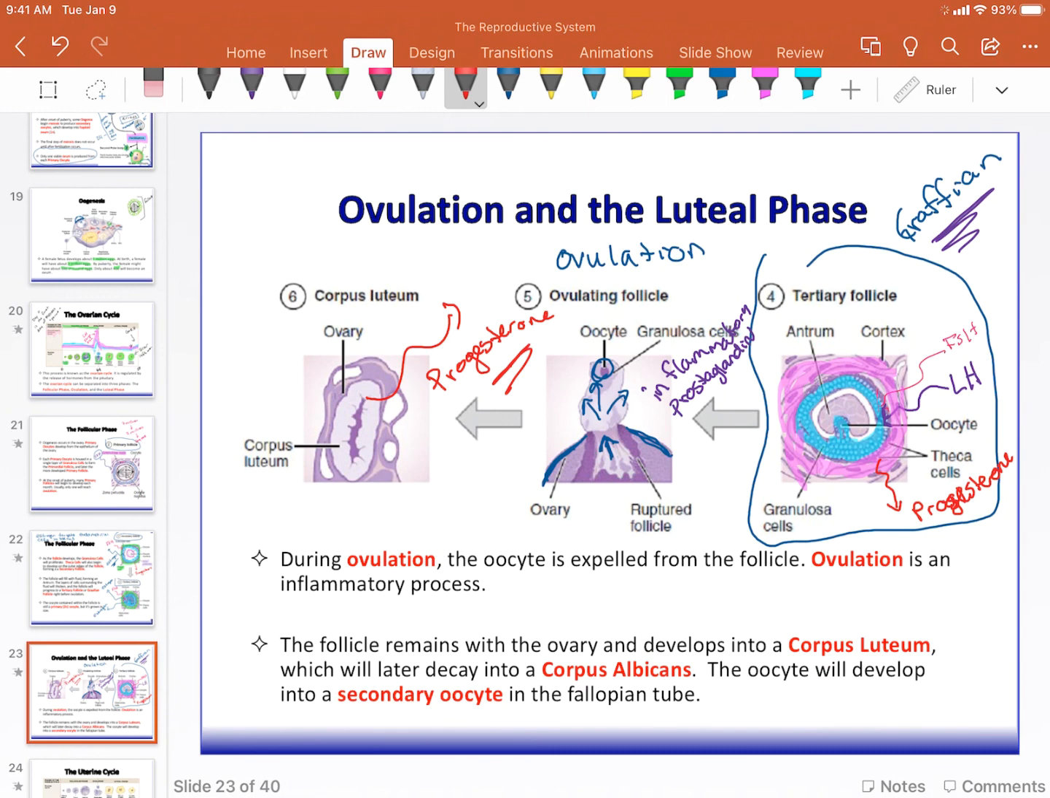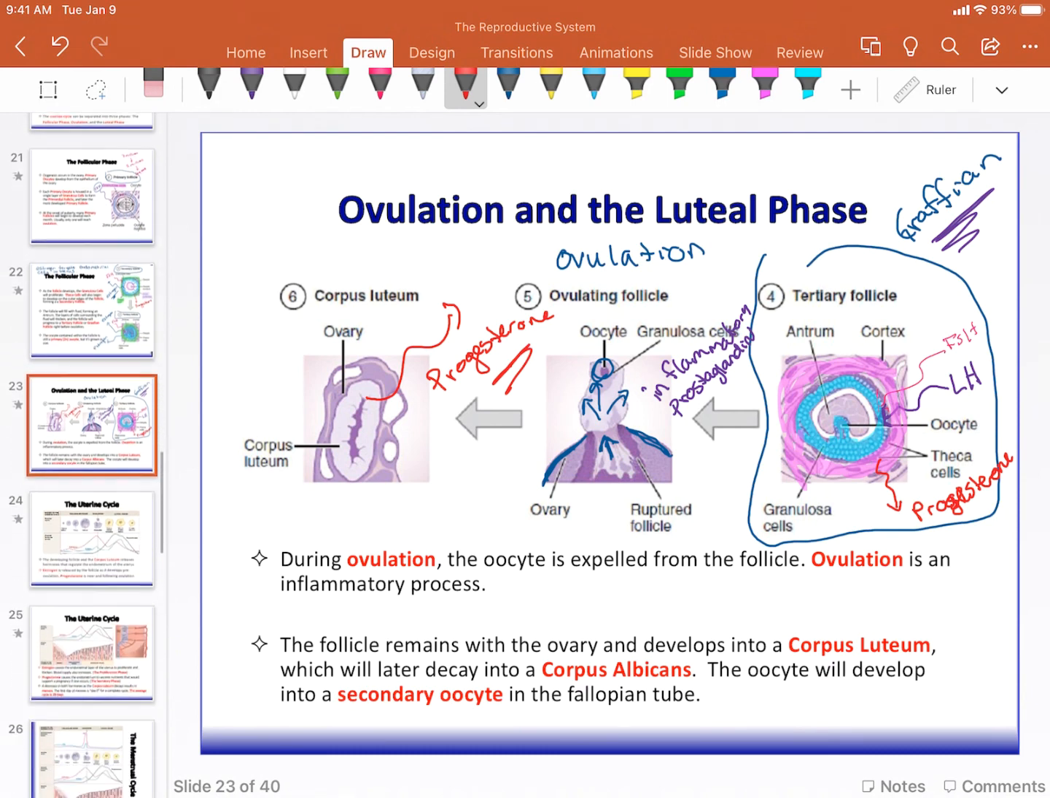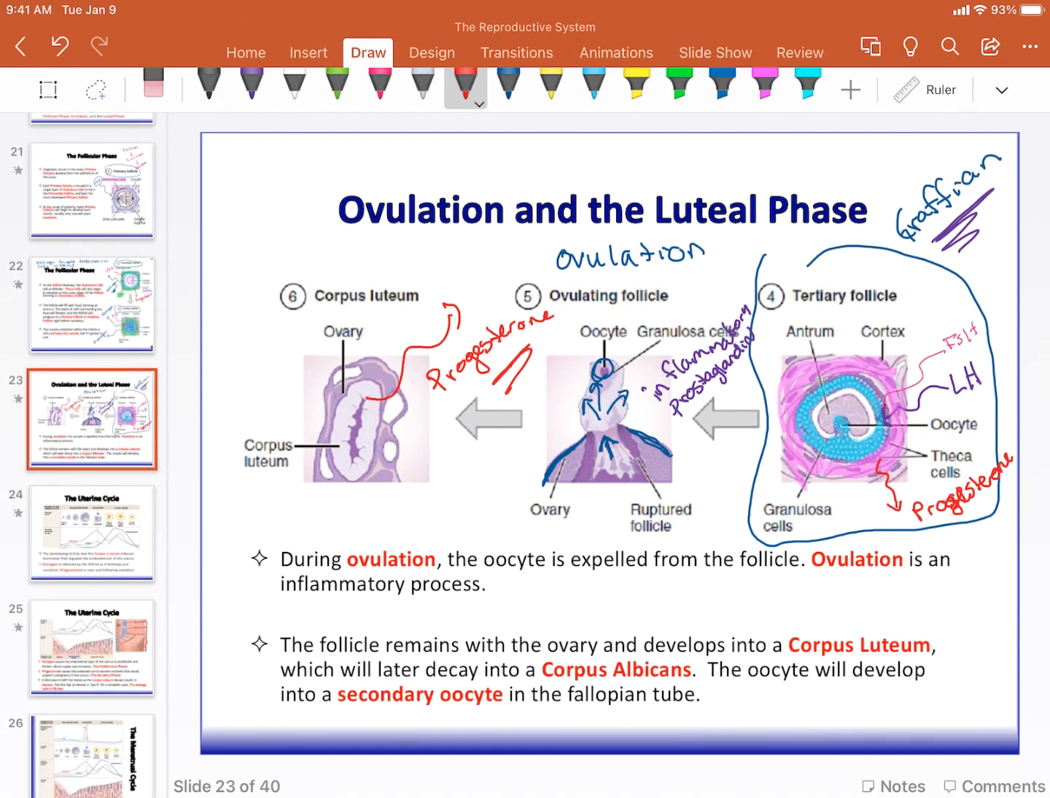Now, the ovarian cycle occurs at exactly the same time as what we're going to refer to as the uterine cycle. Together, the ovarian cycle and the uterine cycle make the menstrual cycle. You have to put the two of them together. We'll take a look at the uterine cycle in the next video.